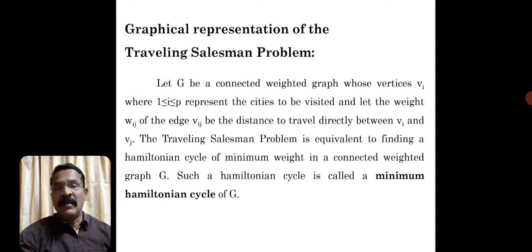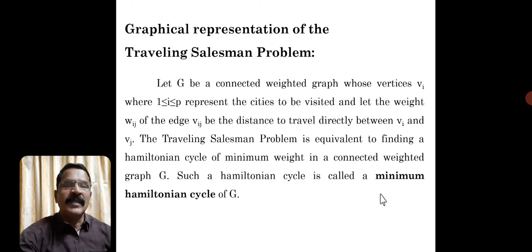But there may be different Hamiltonian cycles. But what we need to find out? We need to find out a Hamiltonian cycle of minimum weight in a connected weighted graph G. Such a Hamiltonian cycle is called a minimum Hamiltonian cycle of G.